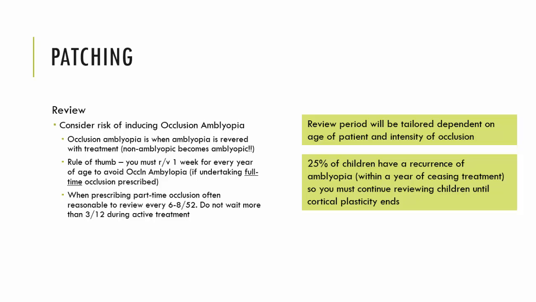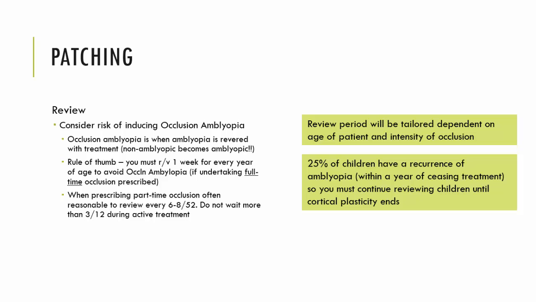Now, say for instance you put a patch on all day, every day, all waking hours and didn't see the patient in 6 months, more than likely you're going to create occlusion amblyopia. So we need to have a rule of thumb that guides us as to when to review the patient. And the rule of thumb is that if you prescribe full-time total occlusion, then you should see them 1 week for every year of age to prevent occlusion amblyopia.